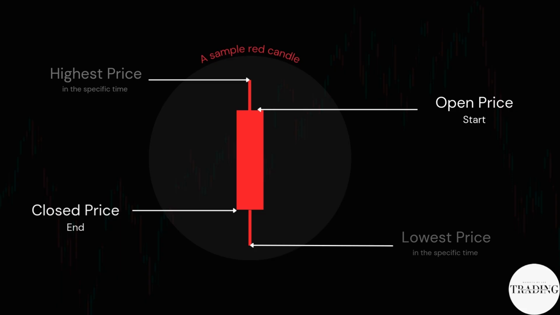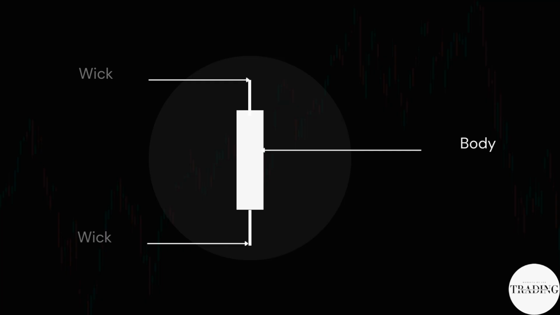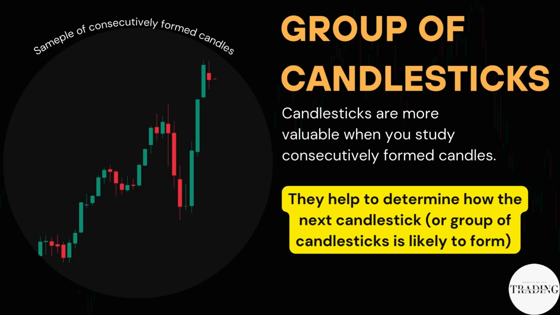Now it's important to know that the parts of the candle are also generalized. The large area of the candle is normally referred to as the body, and the top slender parts of the candle called the wick. Now, for our purposes in trading, we generally want to examine a group of candles. A group of candles is more valuable to study because they help us to predict where the next candle is likely to form.